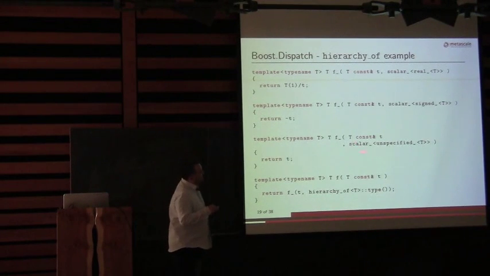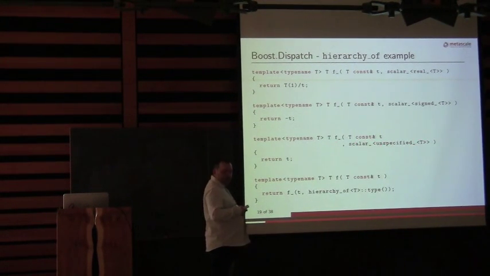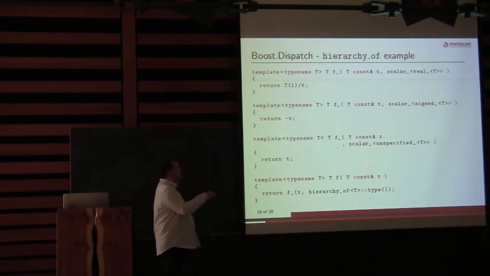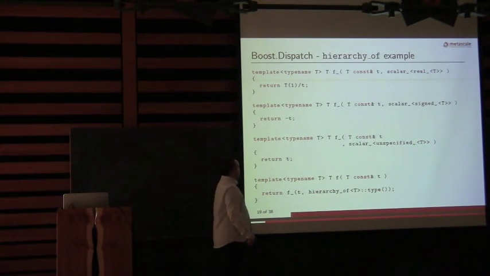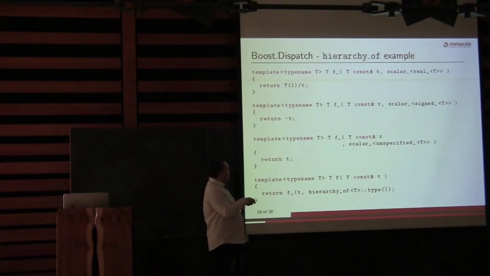And we have those predefined types there that describe the properties of your types. So, you want some kind of real floating point numbers. That's what the real hierarchy is doing. So if you pass float or double or long double or whatnot there, you will end up in these cases. This will get you any kind of signed integers. And this unspecified stuff is basically, OK, whatever else, I want to go there. And done. And hierarchy of will take care of computing these types for you.